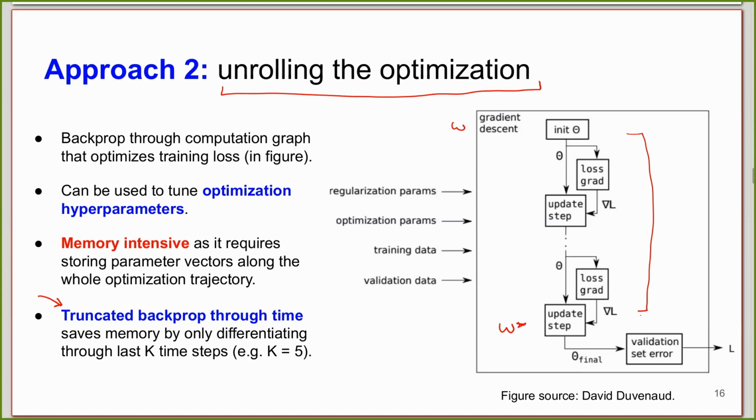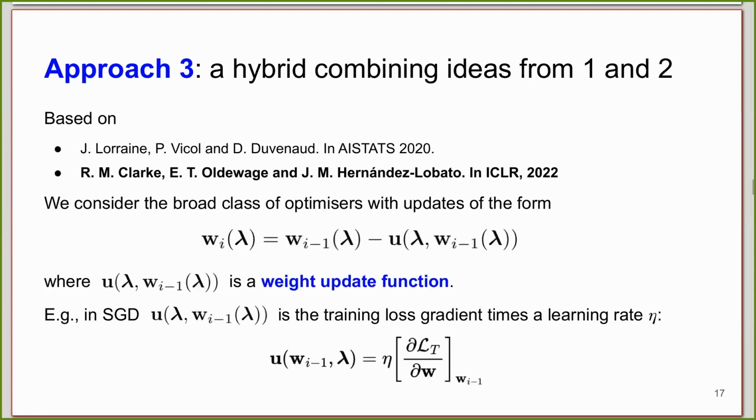Good. Any questions on this? No? Good. So that's one approach that we could do. And then the other alternative is something that is going to combine ideas from the first approach using this Neumann series approximation and the second approach that differentiates through the optimization process. Okay? And these things that I am going to describe now, this third approach, is based on these papers, this first paper by David Duvenaud, and then this other paper with some of my students where we extend the previous method by Lorraine, Vicol, and Duvenaud, so that it handles also optimizer hyperparameters like learning rates and other things.